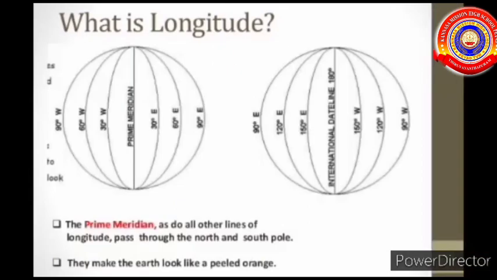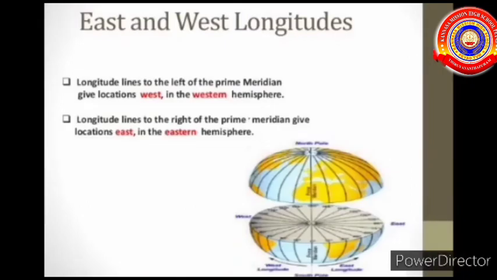The prime meridian, as do all other lines of longitude, passes through the north and south pole. They make the earth look like a peeled orange. East and west longitudes. Longitude lines to the left of the prime meridian give locations west, in the western hemisphere. Longitude lines to the right of the prime meridian give locations east, in the eastern hemisphere.